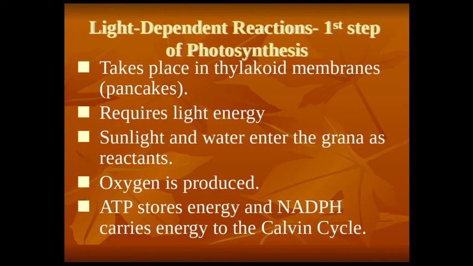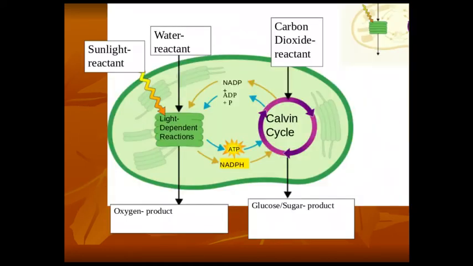Okay, so this takes place in the thylakoids. And if you remember from the structure of the chloroplast, the thylakoids are the little discs, the little pancakes. So it takes place in those, and this is light dependent, so it requires energy. So sunlight and water come into the grana as reactants. So sunlight and water are the reactants, okay? The product of this is oxygen. And ATP stores energy, and those carrier molecules carry the energy to the Calvin cycle, or the light independent reaction, okay? So here's a little diagram.